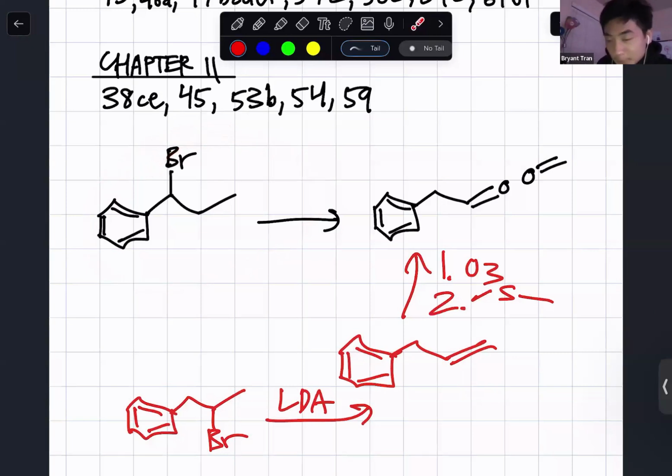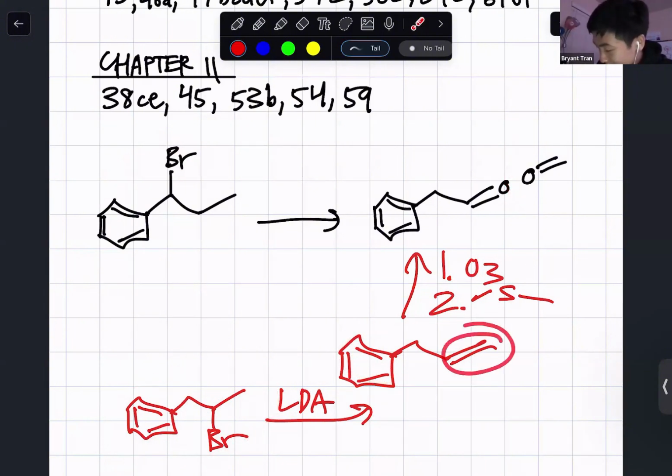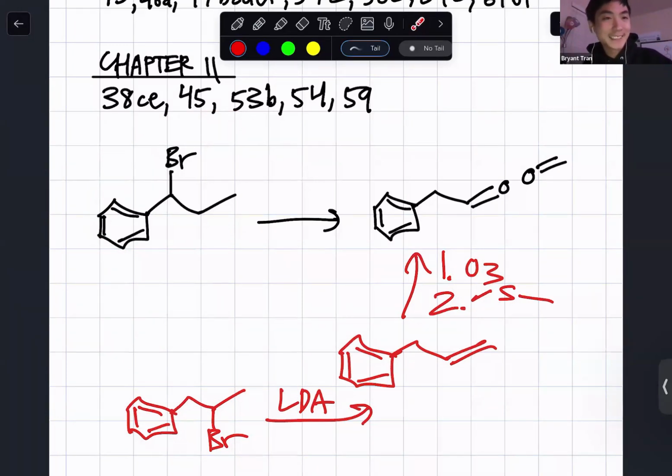Okay. Does this make sense so far, guys? Like how we went backwards to here? We did ozonolysis on the alkene right there, and then we made this less stable alkene using E2 Hofmann with LDA or tert-butoxide from this bromine. Okay. Now I'll have you guys finish off the rest of the synthesis here. I'll give you some time to think about it.